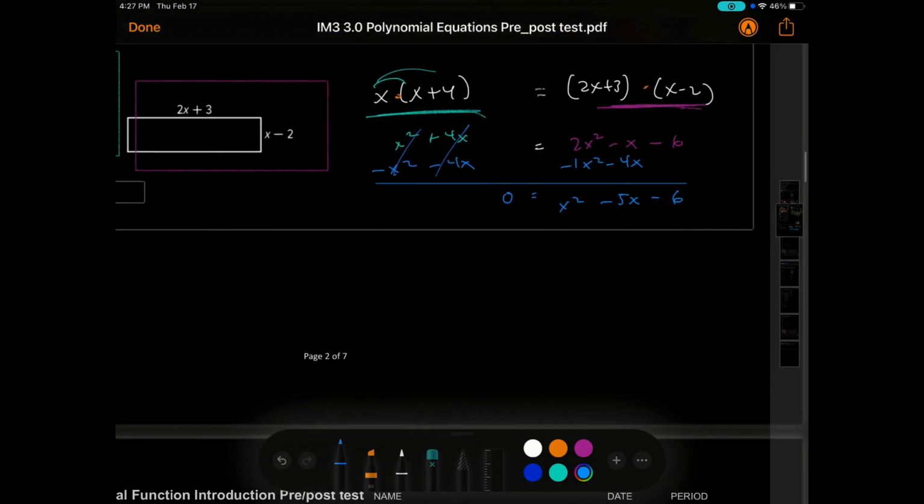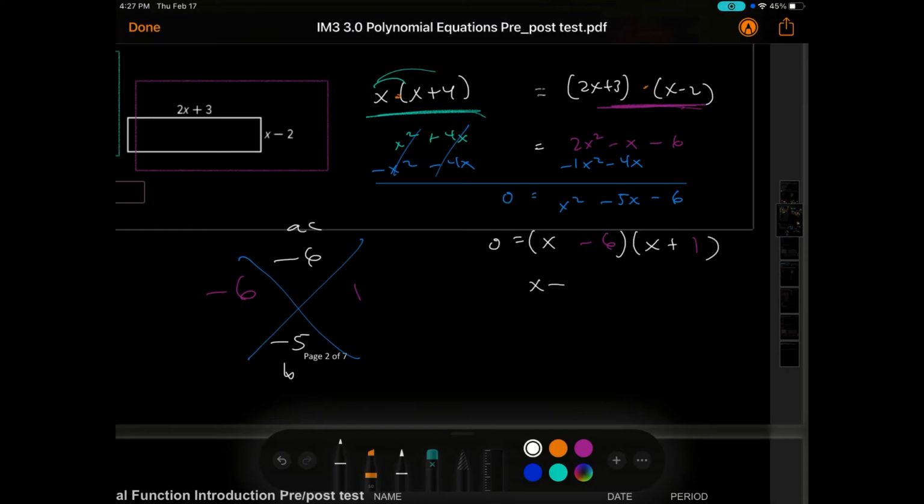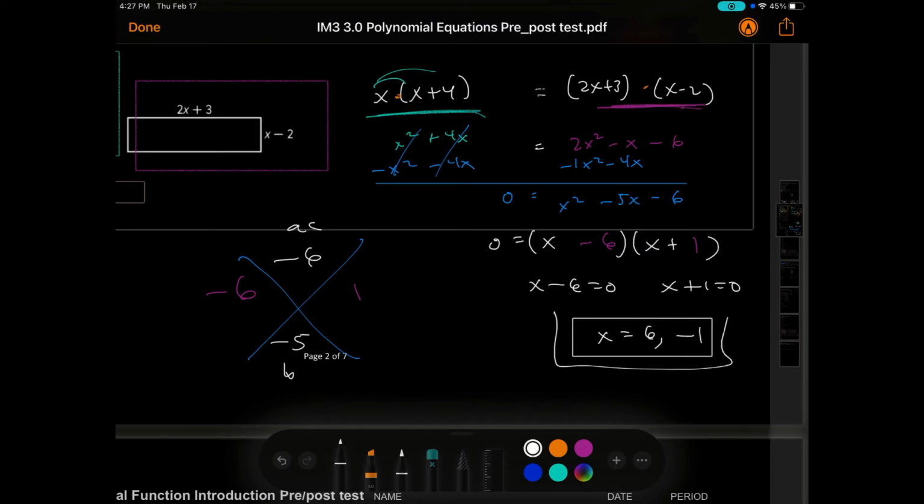And again, solve quadratics here. You can use your area model. I'm just going to use the x box here. B value is negative 5. My two numbers are negative 6 and 1. So 0 equals x minus 6, x plus 1. Set those equal to 0. And you'll get x equals 6 and negative 1 as our answer.